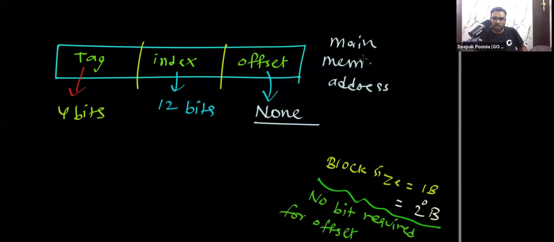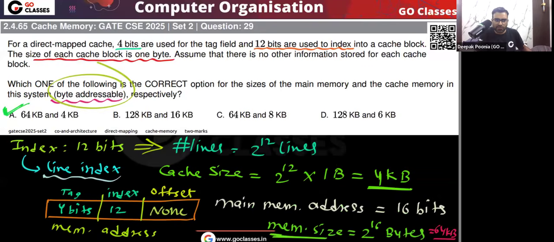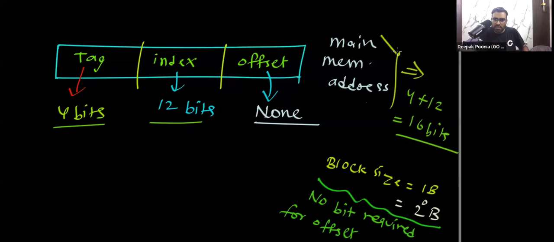So tell me now, total main memory address bits. How many bits do I need for main memory address? That will be 4 plus 12, so that will be 16 bits. Is this clear? Very simple. And remember, the main memory is byte addressable. This is given in the question. And if it is not given, then also we need to assume by default the main memory is byte addressable. So here you can see that total memory address needs 16 bits.